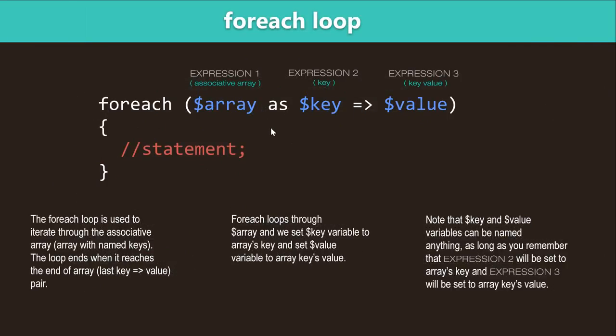The next one is the foreach loop, and foreach is usually used to loop through associative arrays, but you can use it to loop through any other array as well. You usually have your associative array, then you use the as keyword followed by the key, which is the variable that will be storing the array's key, and then you use the arrow operator followed by the value, and the value variable is going to store the array's value. That's if you're iterating through an associative array. And then also inside the curly brackets you have your code.